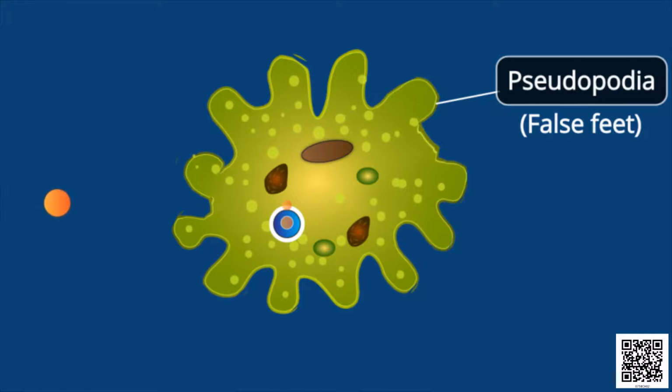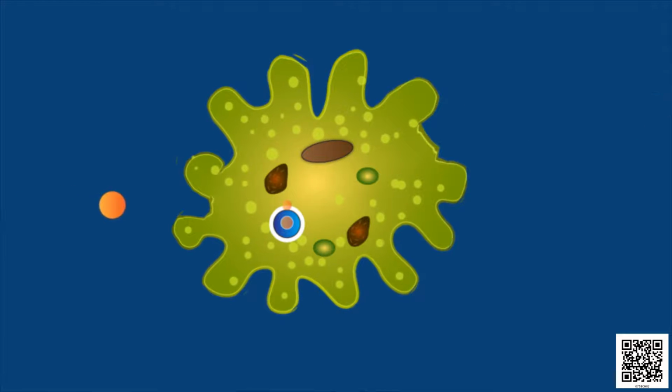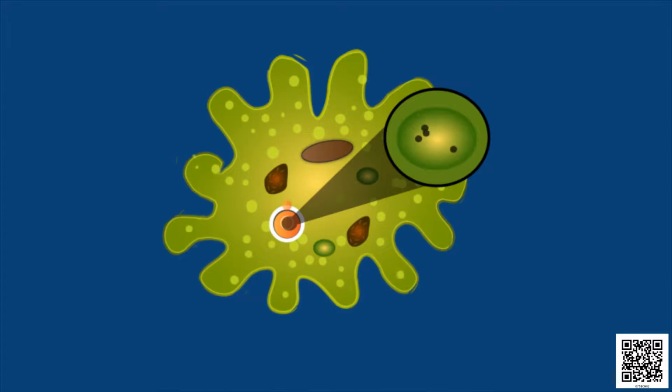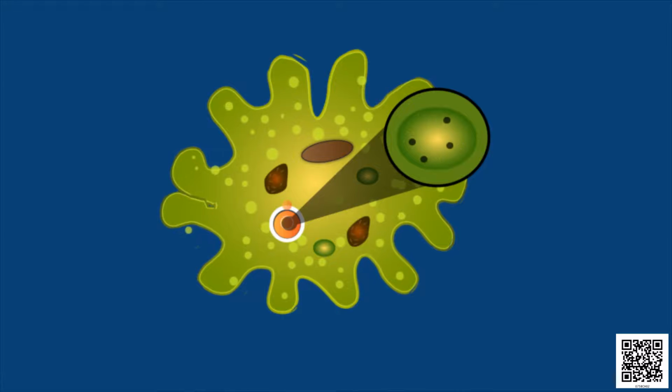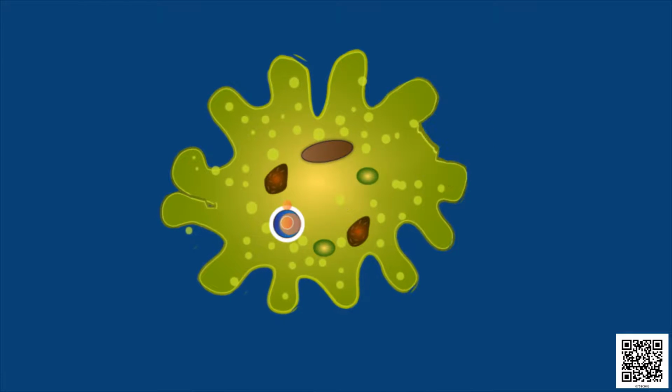When it senses food, it pushes out pseudopodia around the food particle and engulfs it. The food becomes trapped in a food vacuole. Digestive juices are secreted into the food vacuole. They act on the food and break it down into simpler substances. The undigested residue of the food is expelled outside by the vacuole.